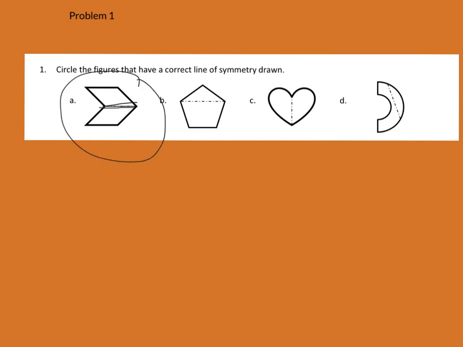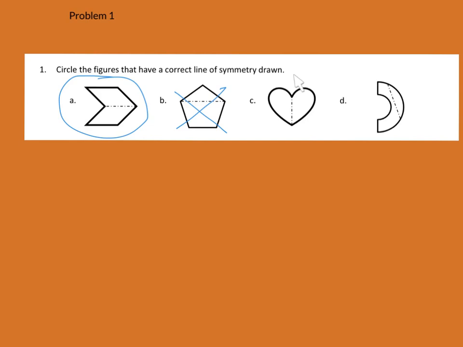Moving on to B, the line of symmetry drawn is right here. We can see that this triangle is not the same shape as this object down below. This object is not a triangle, and we can tell that this object is a triangle. So B does not have the correct line of symmetry drawn. So we can put an X through B.